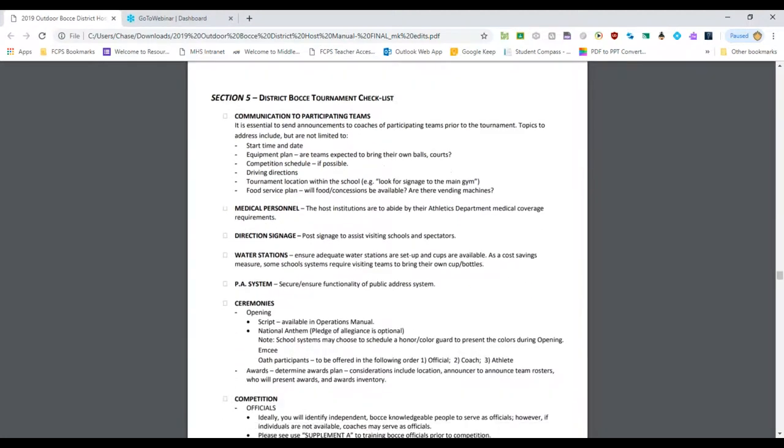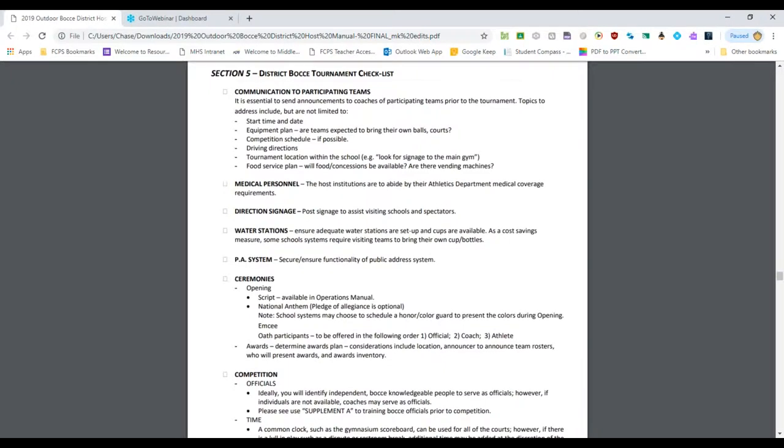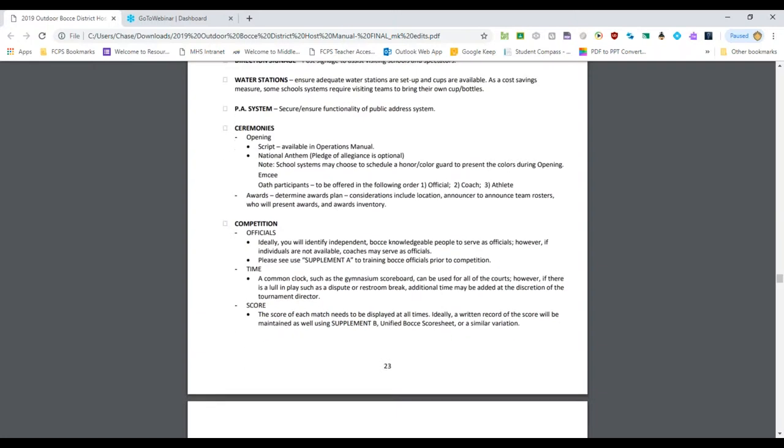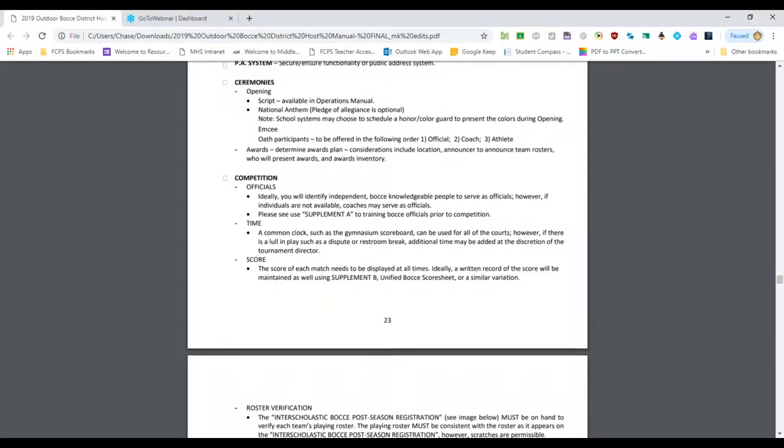Section 5 is a checklist for you to review as far as what you would need for your district bocce tournament. I'm not going to go over this word for word. A lot of this stuff we've already gone over prior to this page. Couple things to think about here. Your officials, ideally you will identify independent bocce knowledgeable people to serve as officials. However, if individuals are not available, coaches may serve as officials. Please see supplement A for training of bocce officials prior to competition.